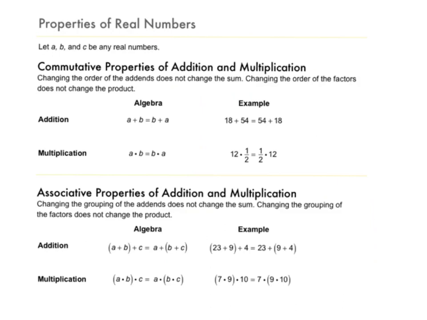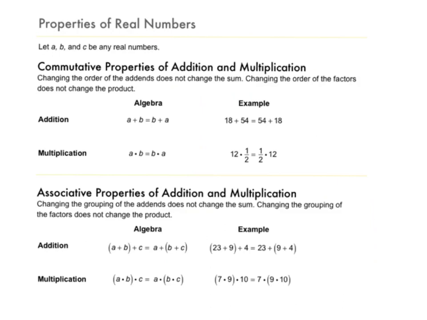Alright, so some properties of real numbers. We have our commutative property of addition and multiplication. The thing that you want to remember about commutative is that the base word is commute. So commute means to move. If you're commuting from, let's say, Omaha to Bellevue, you're traveling from Omaha to Bellevue every day.